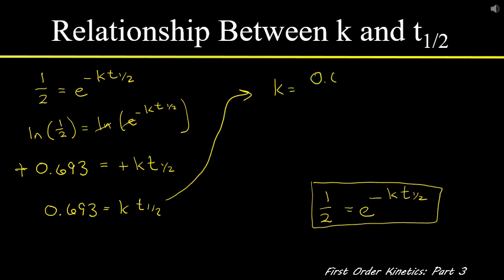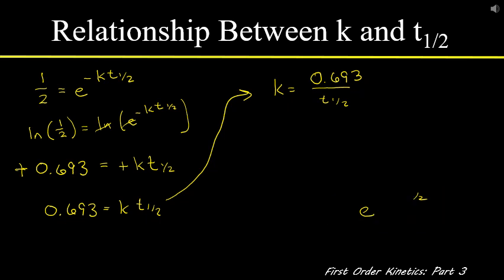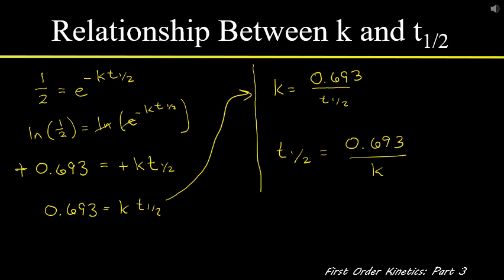K is 0.693 divided by the half-life. Or we could take both sides and divide by k, in which case we get half-life is 0.693 over k. Right? And notice those two equations look really, really similar.